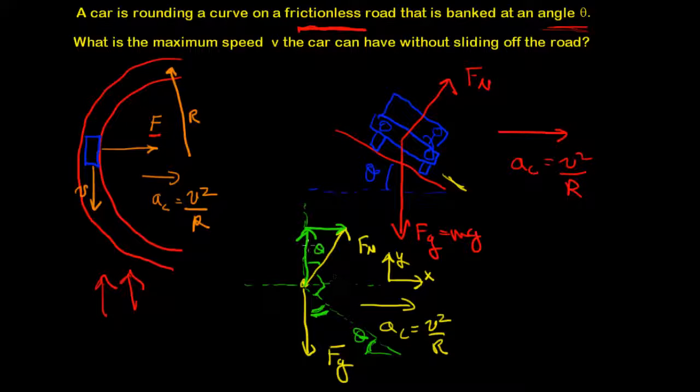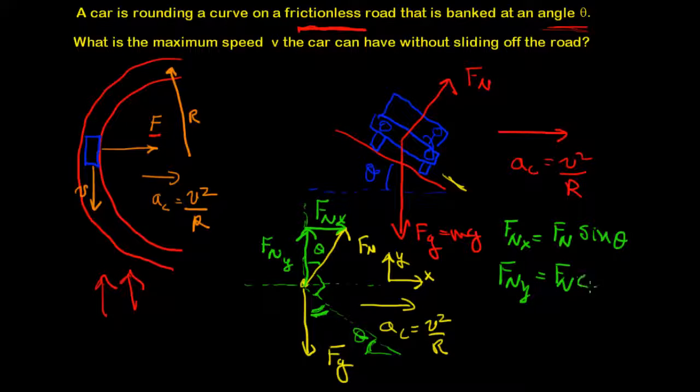So that means this theta down here is the same as that theta up there. And so now I have a normal force in the x direction and a normal force in the y direction. And I can say Fnx is equal to Fn times sine theta, and Fny is equal to Fn cosine theta.